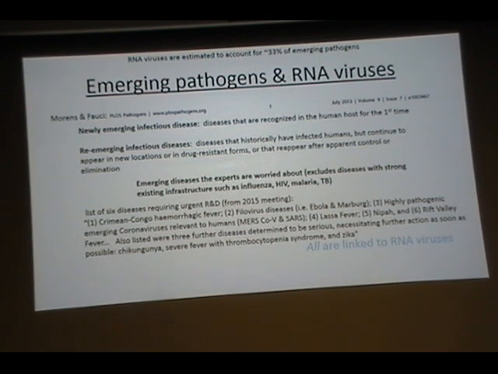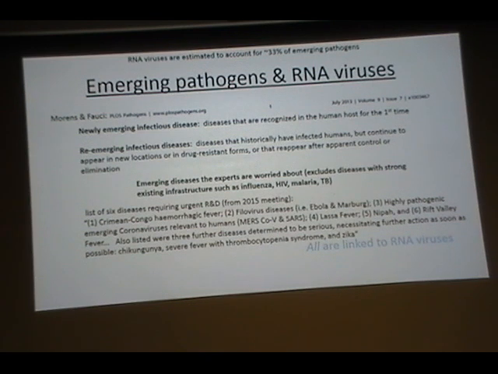Re-emerging infections also occur, though, and these are diseases that have historically infected humans but continue to appear in new locations or in drug-resistant forms or reappear after control or elimination. So it's something that, yeah, we've known about it, it's been around, but now it's causing problems in a new location, or it's under control, but now it's not under control so well, and it's spreading in a bad way. And so, you know, those are the things that we think about when we think about these emerging and re-emerging infections.